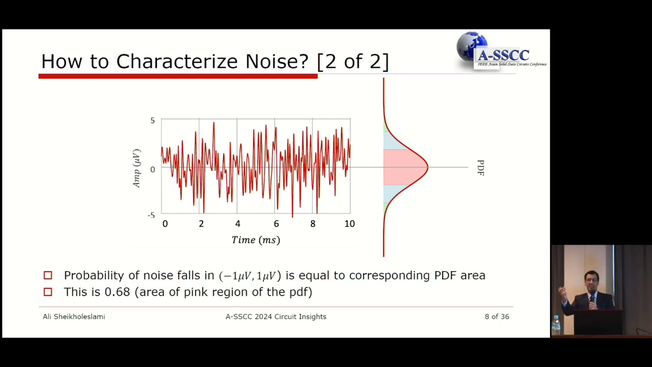So this is just the same picture. I'm just trying to reiterate that what you should do is turn this PDF 90 degrees so you can see that corresponding to every value here, you can go up and find the area underneath and find out what is the probability of noise being in that range.